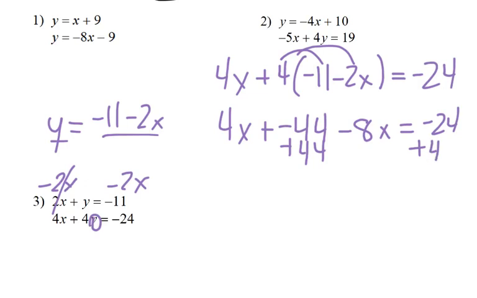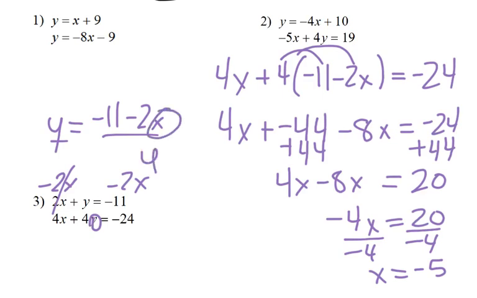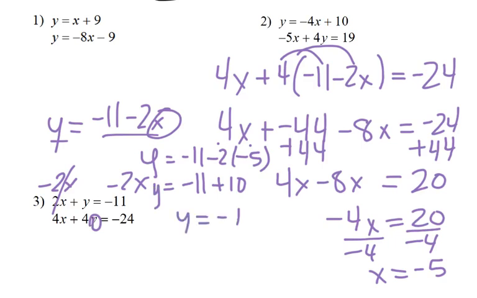Add 44 to both sides. We get 4x minus 8x, which becomes negative 4x. Negative 24 plus 44 becomes positive 20. Divide by negative 4, and x equals negative 5. Then I can just replace that x with negative 5. So we get negative 11 plus 10, because negative 2 times negative 5 is positive 10. And so y equals negative 1. So the point negative 5, negative 1 is where those are going to intersect.